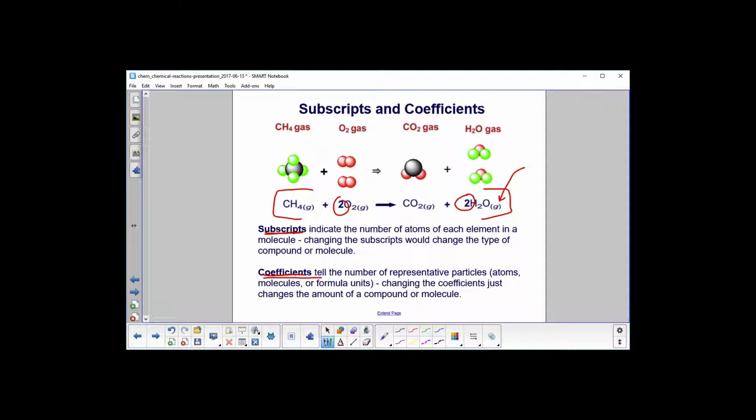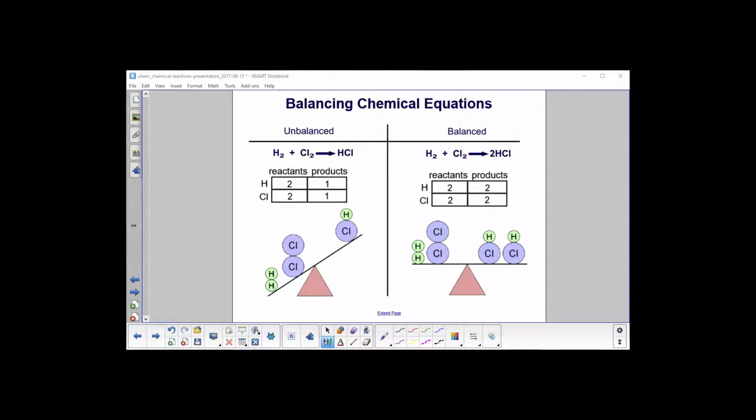Subscripts indicate the number of atoms of each element in a molecule. If you change the subscripts, that would change the type of compound or molecule. So we're not going to be doing that. We're going to be changing the coefficients to balance the equations. Here's a nice way to look at it using, frankly, a physics illustration. We're balancing masses on either side of a point there, a fulcrum. We're balancing the torques, letting the torques equal 0. But that's for physics. Let's go to chemistry.